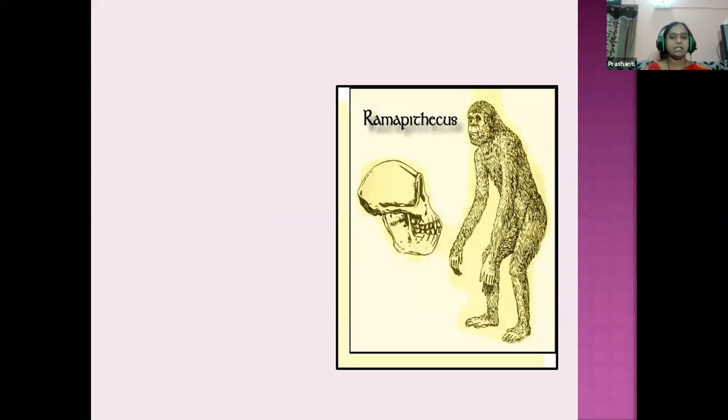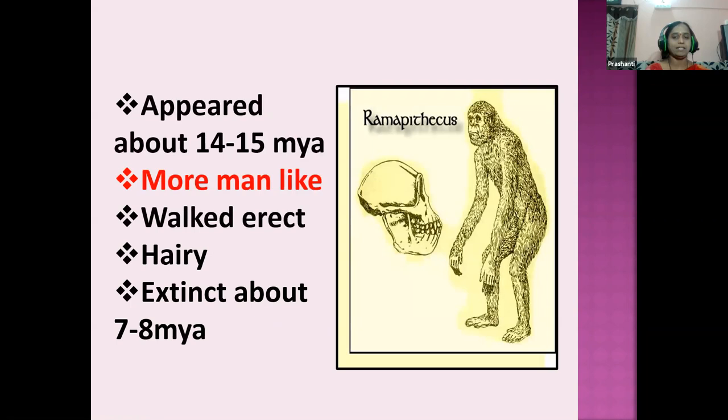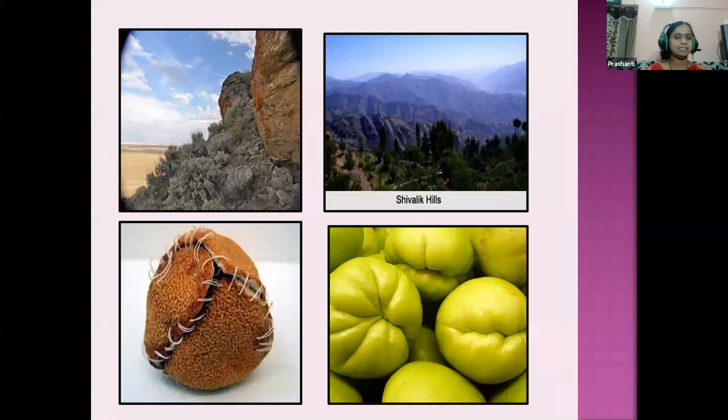Next, from Dryopithecus, Ramapithecus evolved. The name itself says Rama, the hero of the Indian legend, and Pithecus means ape. These were more man-like, which appeared 14 to 15 million years ago. They walked a little bit erect, but their body still had hair. They became extinct about 7 to 8 million years ago. The fossils appeared in the Shivalik hills of India. These Ramapithecus people used to eat dry fruits and seeds.